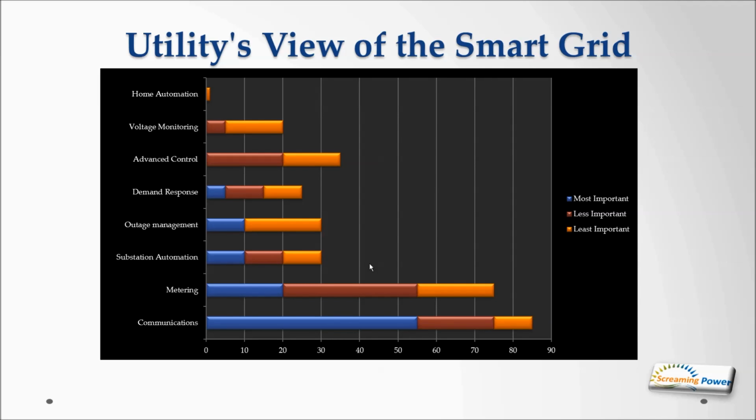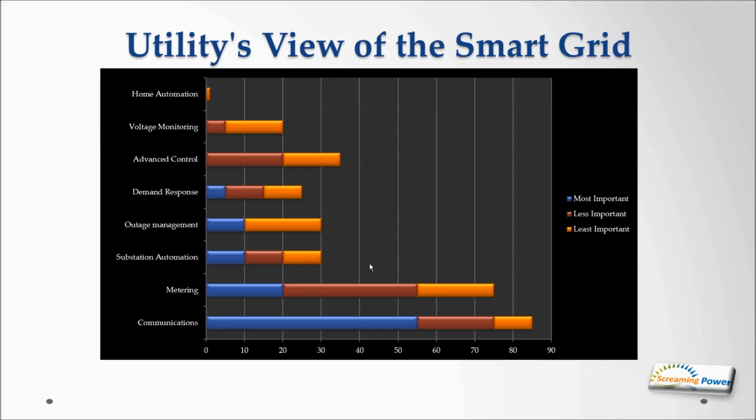And if you look at the chart, you can see that communications dominate, and the reason for this is that communications is what we call an enabling technology. As I said, the smart grid is the overlaying of communications technology on top of the traditional distribution system, and so without communications nothing works. The next highest rank is metering, and metering is something that can give the utilities a positive rate of return very quickly.